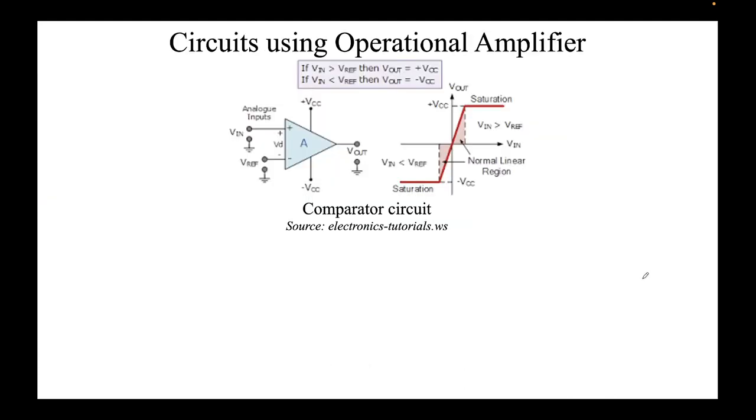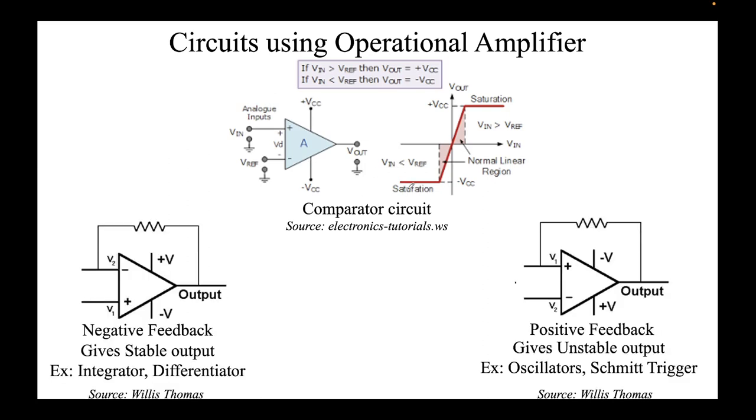And this is a typical example where we are comparing two voltages. Here is the input, where we are applying the input voltage to the positive terminal, the non-inverting terminal, and the reference voltage is over here. So when the input voltage crosses the reference voltage, the output swings from low to high. It goes from minus VCC to plus VCC. This is a comparator circuit, and this is the same circuit that we'll utilize today to understand the Schmitt trigger.